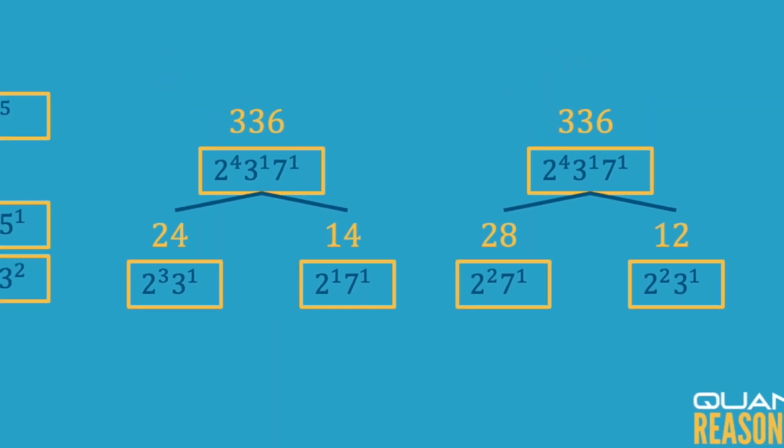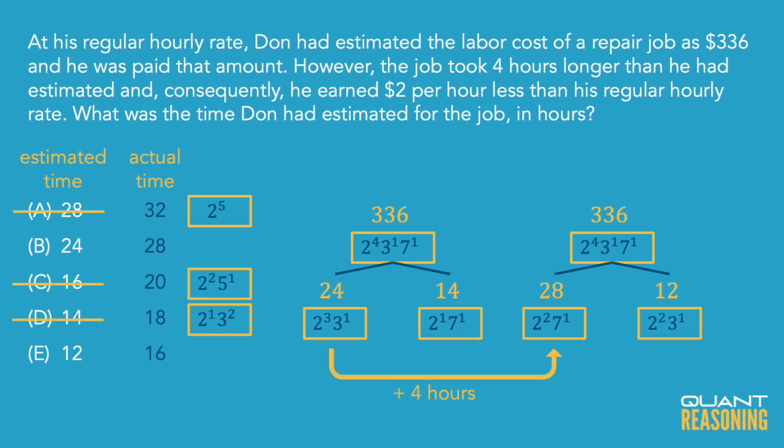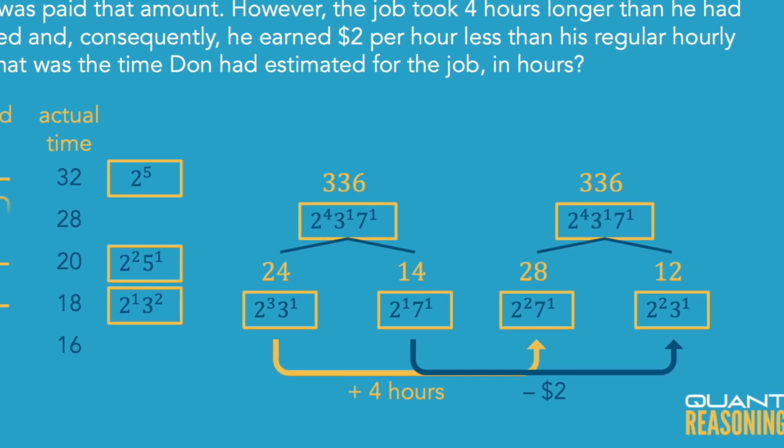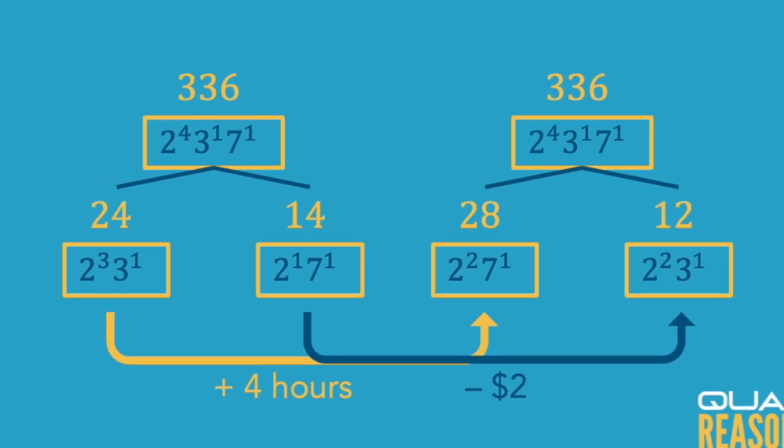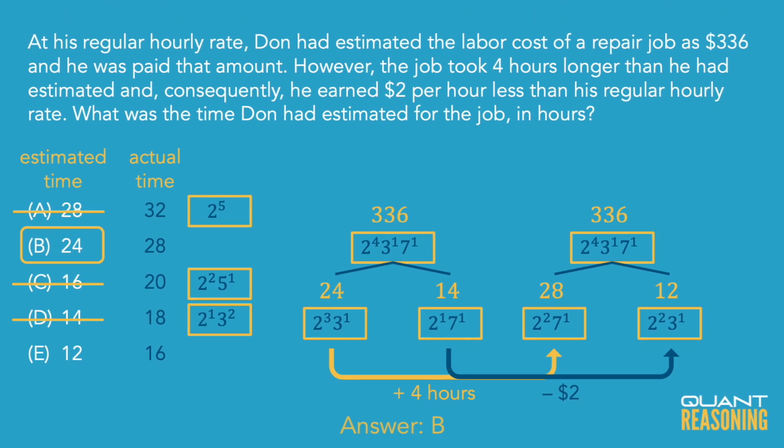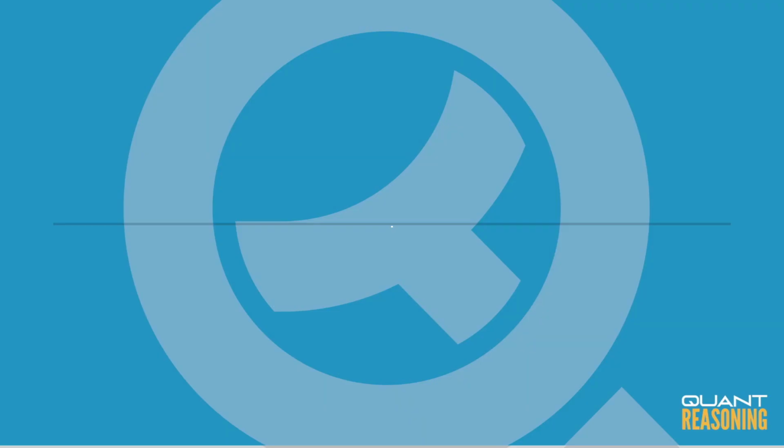So now that we have the 2 factor pairs for answer choice B, all that's left to do is confirm that an increase of 4 hours corresponds with a decrease of $2 per hour, and that works out perfectly. 28 is 4 more than 24, and 12 is 2 less than 14. So I'm going to go ahead and pick answer choice B and move on to the next one.